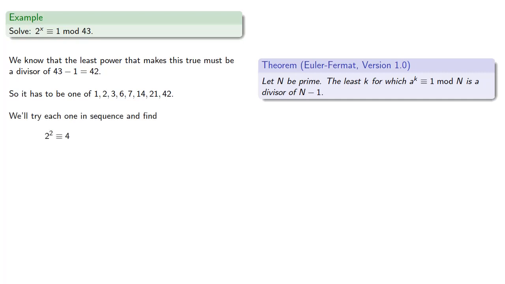So we'll find 2 to the second, 2 to the third, 2 to the sixth. Well, we can find that because that's 2 to the third squared, and working mod 43 means never having to work with large numbers. So we can reduce and find. 2 to the seventh, well, that's 2 to the sixth times 2, and so that will be... 2 to the 14th, well, that'll be 2 to the 7th squared, but I don't really want to multiply 42 by itself. So we might notice that 42 is also congruent to negative 1 mod 43. And so 2 to the 14th will be, and that gives us our least solution.